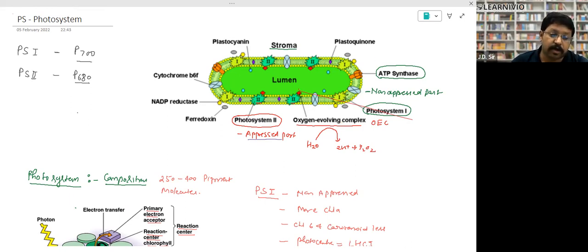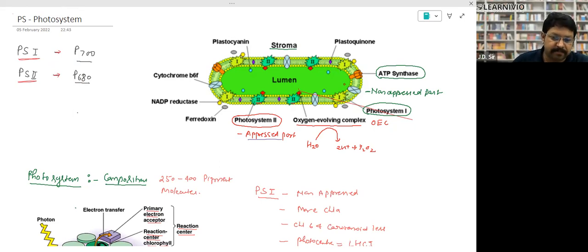So inside the outer cover, this is made up of membrane. Inside there is some fluid. This is called the lumen. So in this membrane, there are two kinds of photosystem. PS1 means photosystem 1 and PS2 photosystem 2. PS1 is basically called P700 and PS2 is called P680, right?